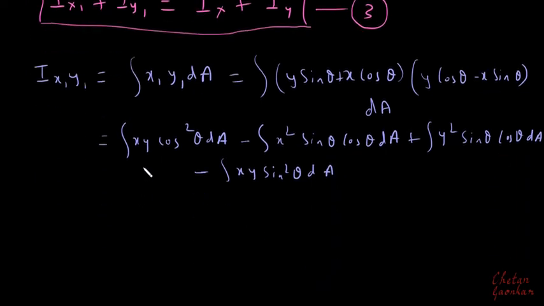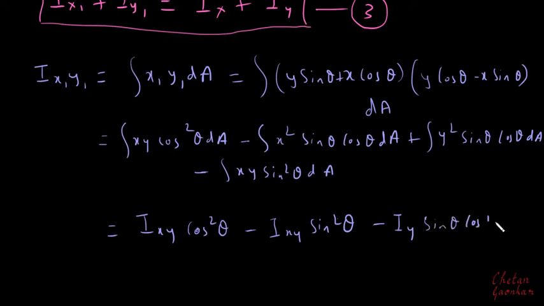Now if you see here carefully, this is the integral of xy dA, which is nothing but Ixy. So this will be Ixy cos square theta, and then the last term will be minus Ixy sine square theta, and then this term here will be minus Iy sine theta cos theta, and the last term will be plus Ix sine theta cos theta.